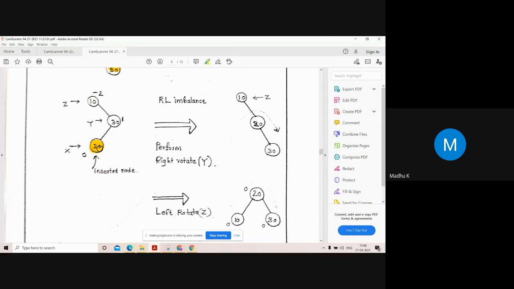Now what I want to do is check the balance factor of each node. So I calculated the balance factor of 20. It is 0. Then I calculate the balance factor of 30. It is 1. It's also okay. Next, I calculate the balance factor of this node, 10.